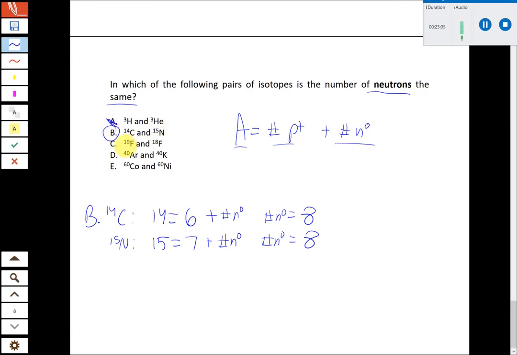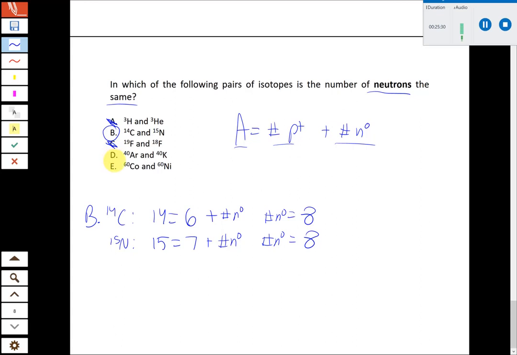The rest of these we can also eliminate fairly simply, because if we look at choice C here, we have the same element this time, F, with 2 different mass numbers. So A is different, but the number of protons is the same because they're both fluorine, and that means the number of neutrons has to be different. Okay, so these ones are going to be different from each other. If you have 2 isotopes of the same element, they have to have different numbers of neutrons. That's what the definition of an isotope is.